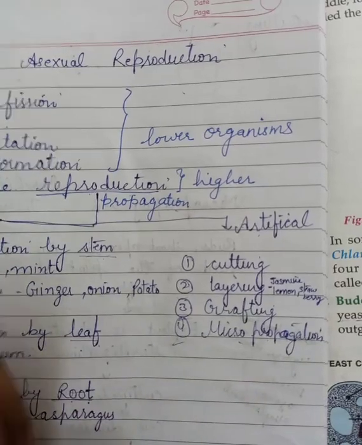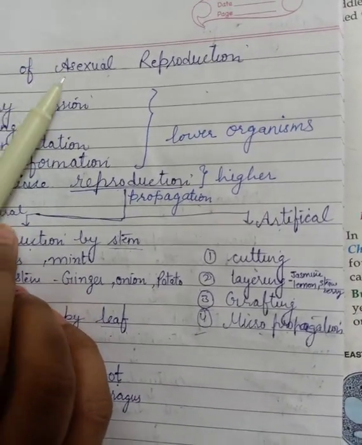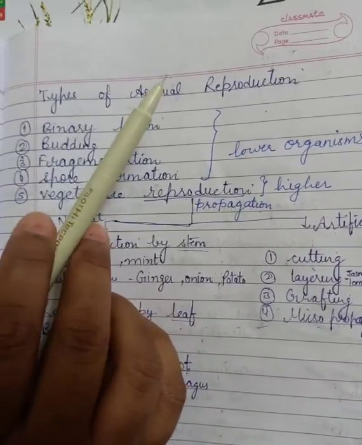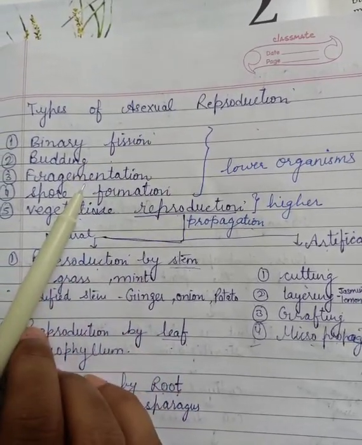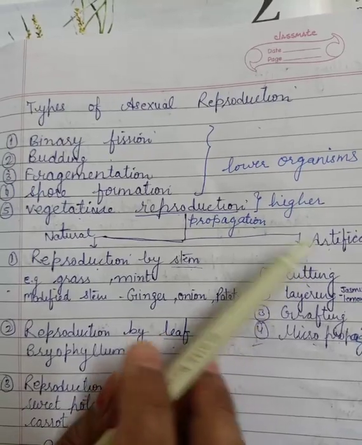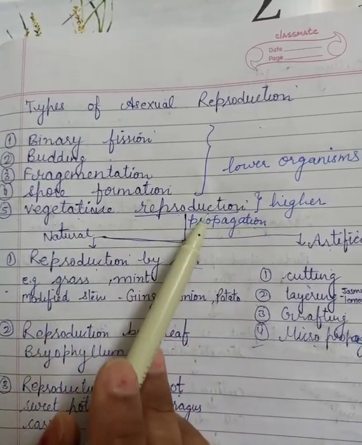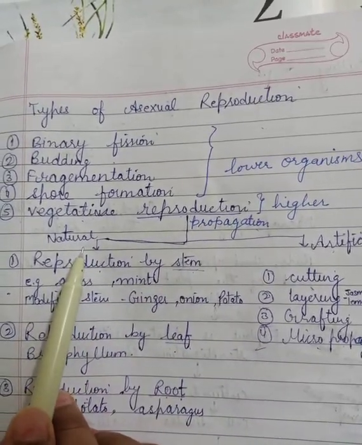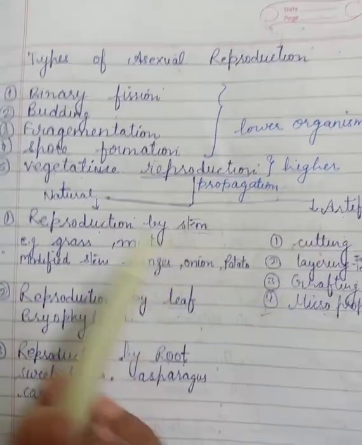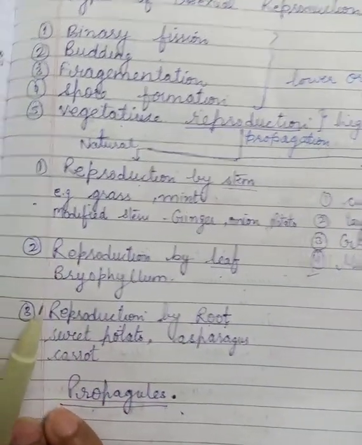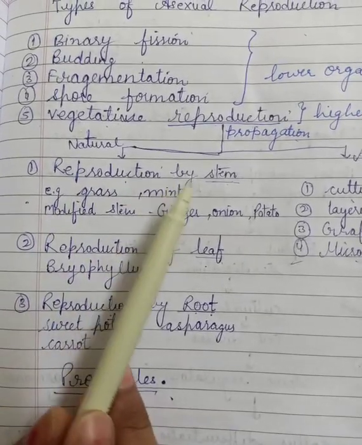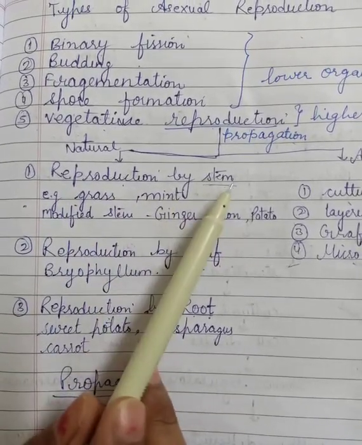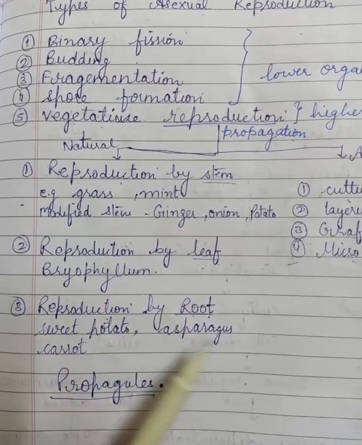Micropropagation. So what are we discussing, children? We are discussing asexual reproduction. In asexual reproduction, in lower organisms, it is of 4 types. In higher organisms, it is of one type, but again it is divided on the basis of natural and artificial. It is divided into two types: one is natural, second is artificial. In natural reproduction, it occurs through reproduction by stem, reproduction by leaf, reproduction by root.